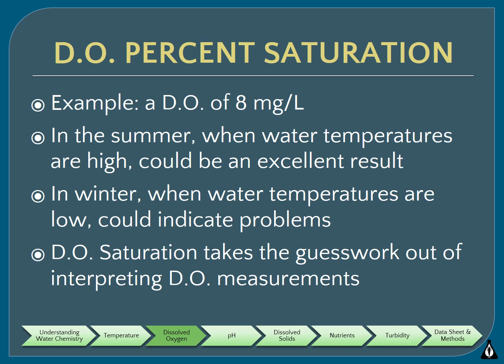problems for the stream. So DO percent saturation helps take the guesswork out of interpreting dissolved oxygen measurements, because it takes that temperature into account.